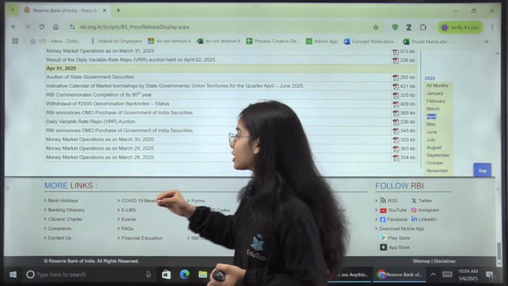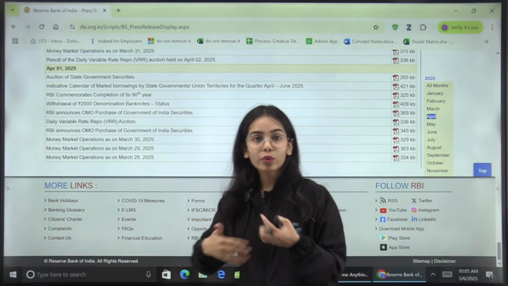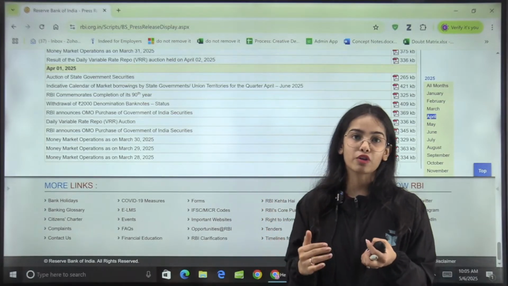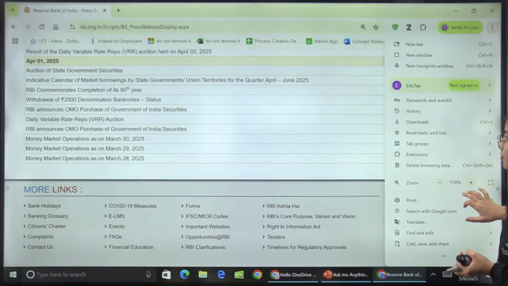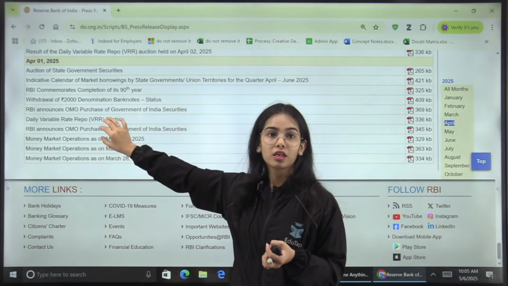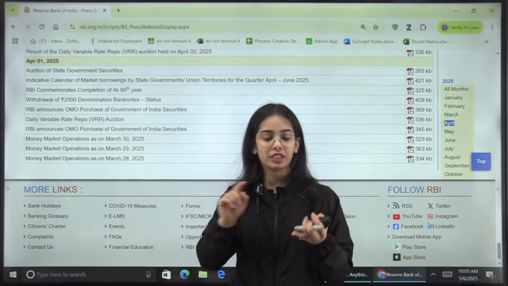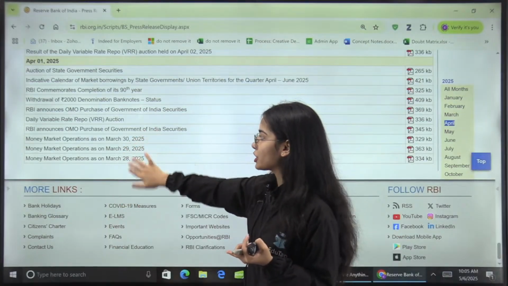So let me tell you that you can see money market operation on 28, 29, 30. So the regular operations of the Reserve Bank of India, the RBI also informs about the regular operations of the Reserve Bank of India. So these regular operations or these regular press releases you do not have to cover. The daily press releases we can say you do not have to cover. So money market operations, no need.